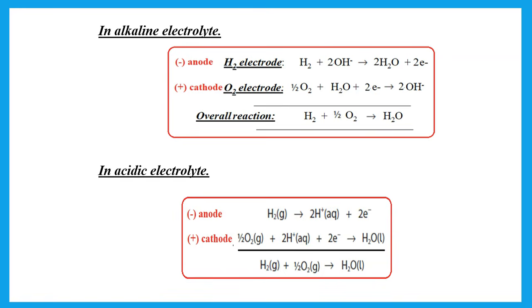The anode is the negative electrode, and this is where hydrogen loses electrons, so this is oxidation. At the cathode, it's a positive electrode. The oxygen gains electrons, so this is where reduction happens.